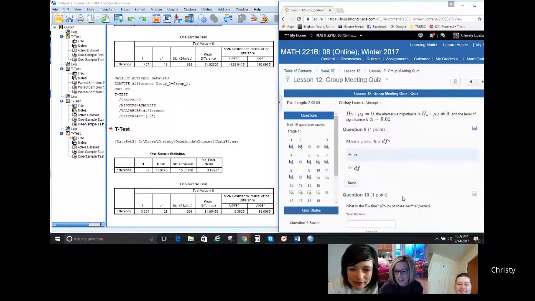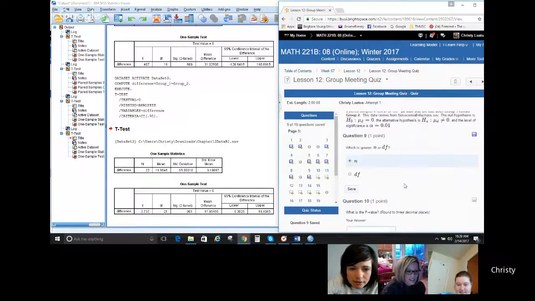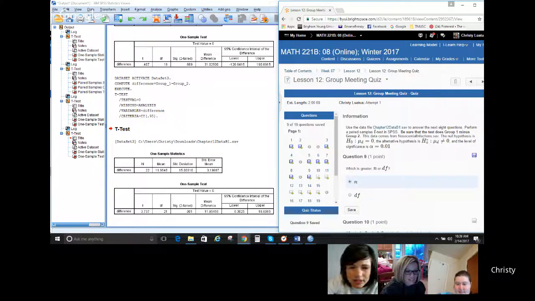Okay. So question 10, the p-value is 0.001. Is this a one-sided test? Well, no. Is it because the alternative is greater or less? Yeah, it's two-sided.